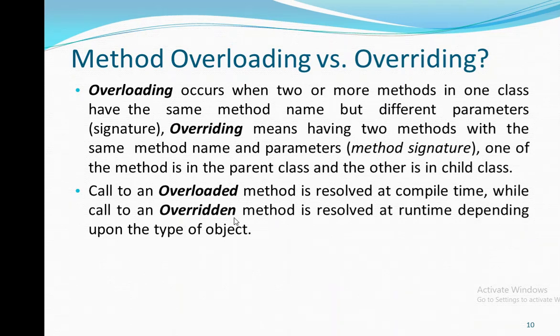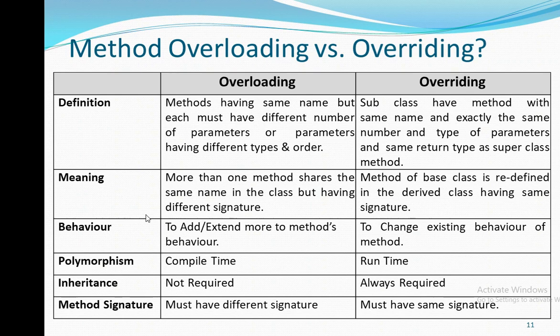Method overloading versus overriding. Overloading is included in compile time polymorphism and overriding is included in runtime polymorphism. Overloading occurs when two or more methods in one class have the same method name but different parameters, that is, different signatures. Overriding means having two methods with the same method name and the same signature, existing in more than one class, that is, the parent class and the child classes. A call to an overloaded method is resolved at compile time, while a call to an overridden method is resolved at runtime depending upon the type of object.